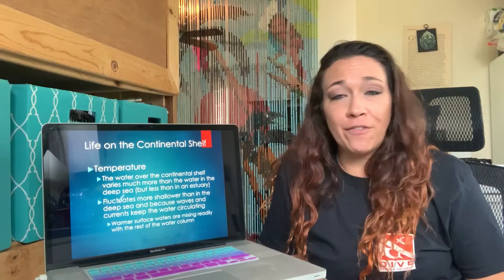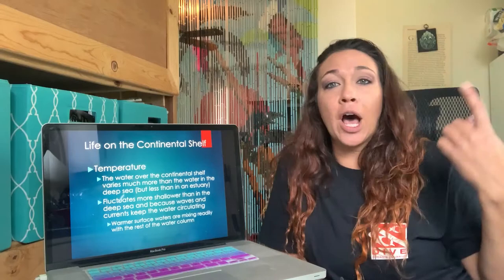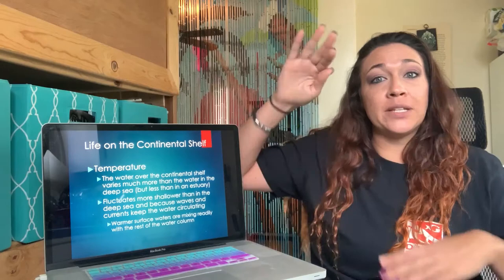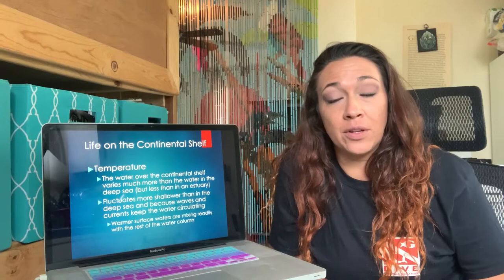Fluctuations happening over the continental shelf are going to be in the shallower areas where they're being stirred up, like with wave action. Anywhere on the continental shelf, those deep sea waves are going to be intensified because of the presence of the bottom. So that is going to intensify waves, mixing, stuff like that. But again, it's going to be very much more stable than the two ecosystems we've already learned about, the estuaries and the intertidal zone.